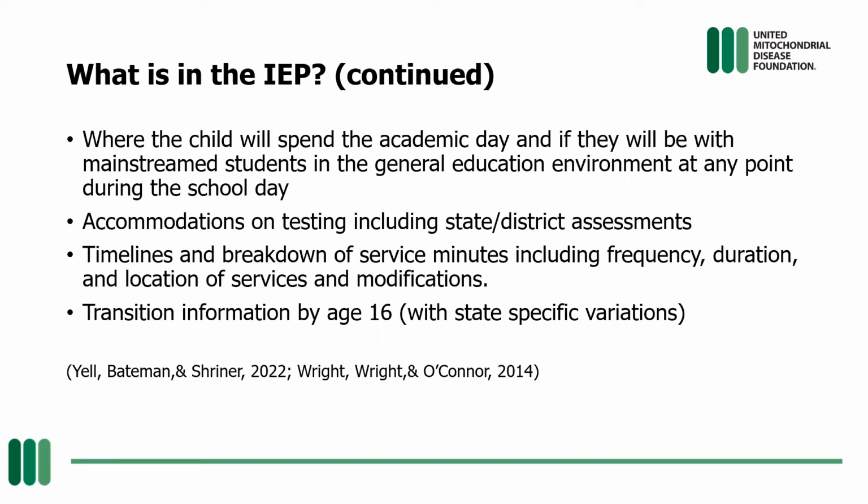We need to know where the child will spend the academic day, if they will be with mainstream students in the general education environment at any period during the school day. So accommodations on testing, including state and district assessments, which could be different. Timelines and breakdowns of service minutes, including frequency, duration, and location of services and modification. And we need to have that transition information by the age of 16 with state-specific variations. Here in my home state of South Carolina, we start transition at 14.